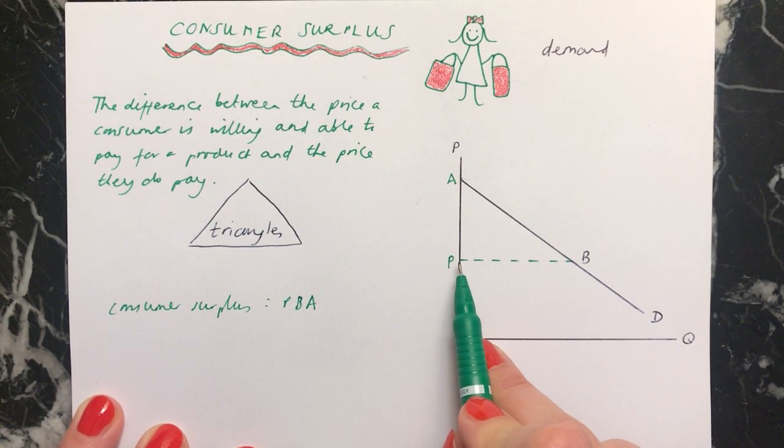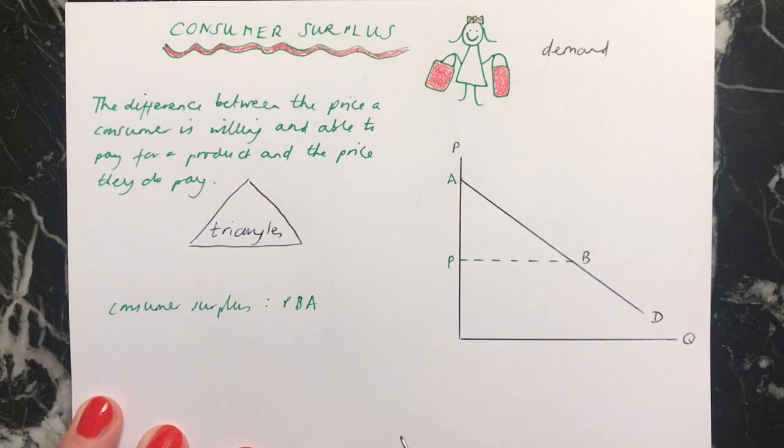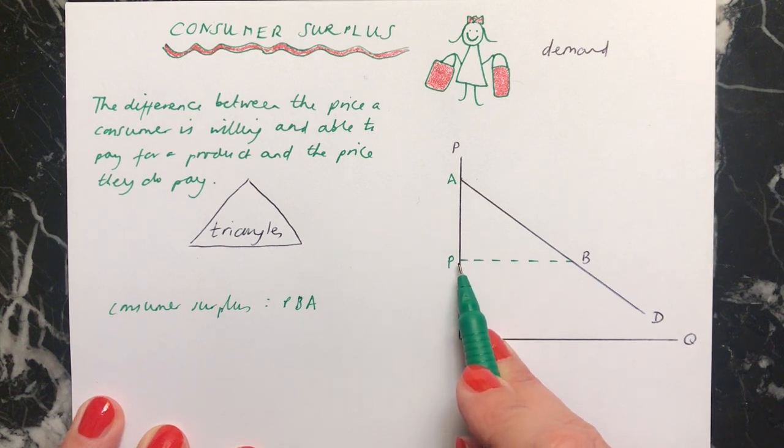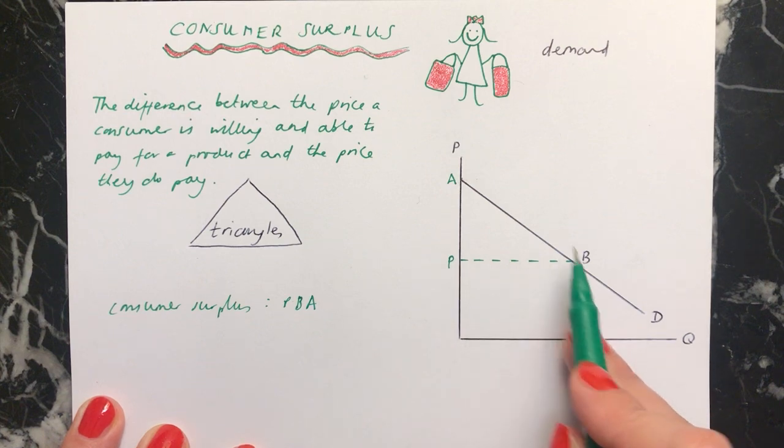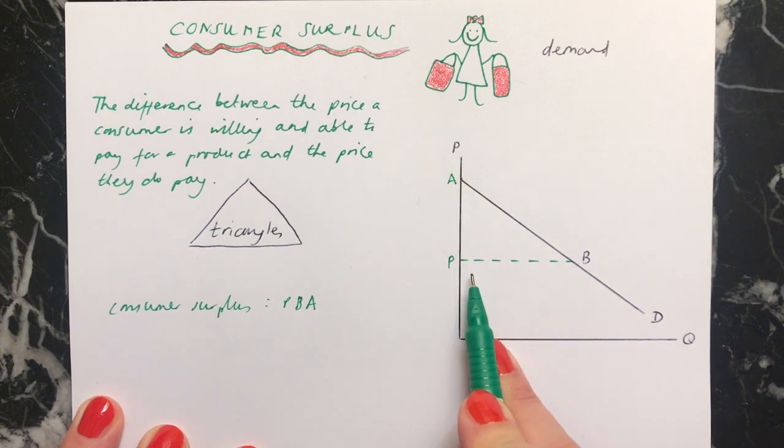It's better to label the corners of the shape instead of shading, because then it's nice and clear the area that you're talking about. So to start off with, you look at the price they are paying, then you go over to the demand curve because consumers demand products. You move along the demand curve to make your triangle and then back down again. And this shows you what your consumer surplus is.